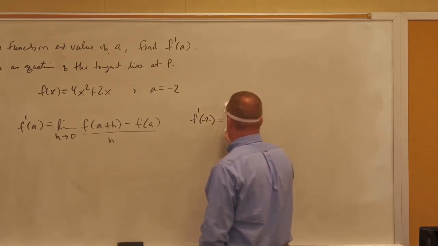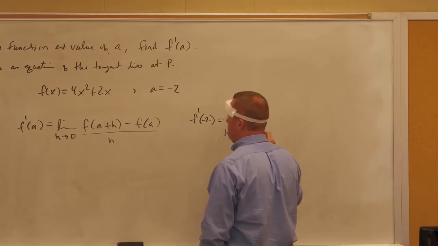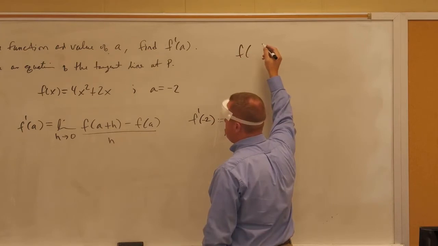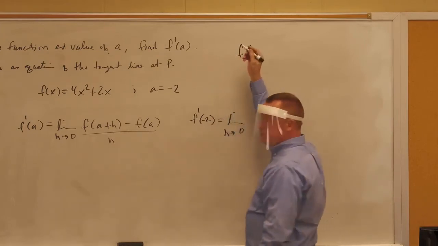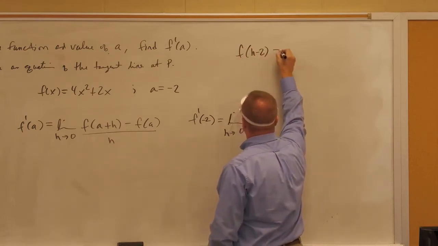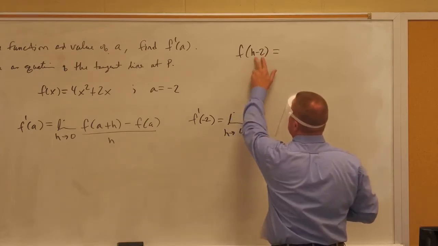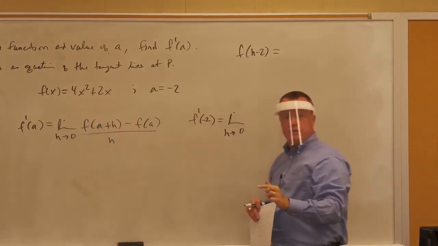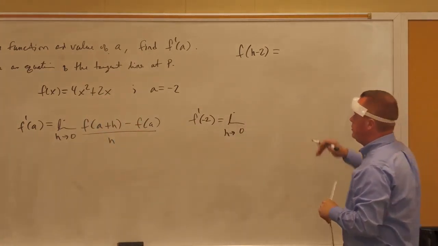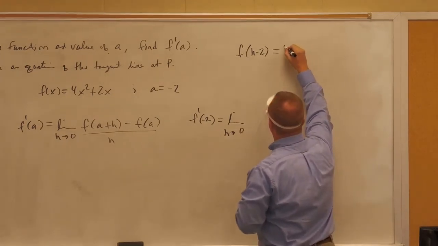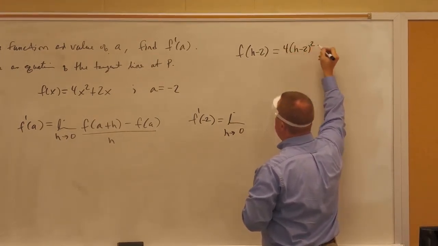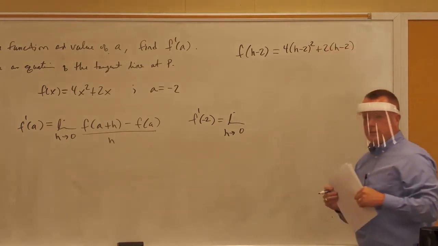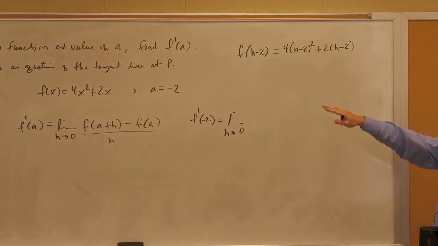Limit as h approaches 0. Now, f of a plus h. Well, that's going to be f of negative 2 plus h, or h minus 2. Okay, so take this and plug it in for x, and you got two places here to plug it in for x. A little bit of algebra here. Okay, so let's go ahead. So we'll have 4 times h minus 2 squared plus 2 times h minus 2. All right, so I plugged h minus 2 in for the two x's.